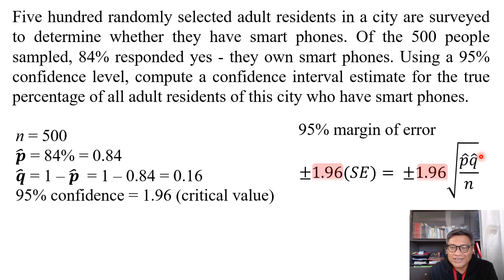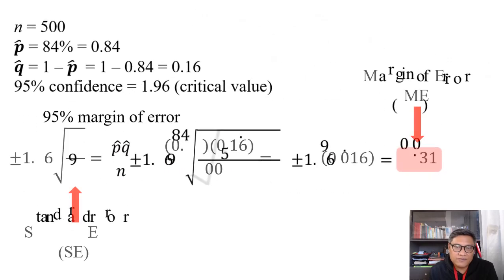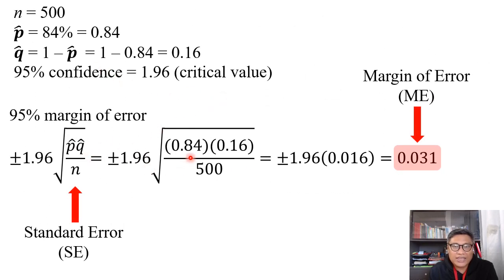Our margin of error at 95% confidence is 1.96 times the standard error, or 1.96 times the square root of p times q all over n. Applying the formula to the data: 0.84, again use the proportion, not the percentage, then your q hat is 0.16. You divide by 500 because there are 500 cases. Take the square root of the result. The result is your standard error, which is 0.016. I just rounded this to 3 decimal places.